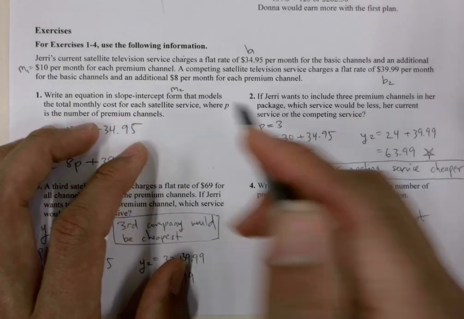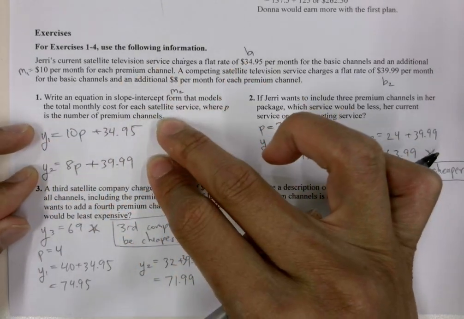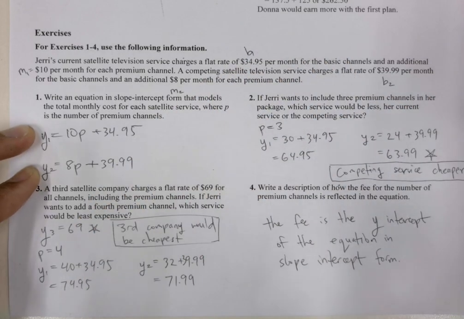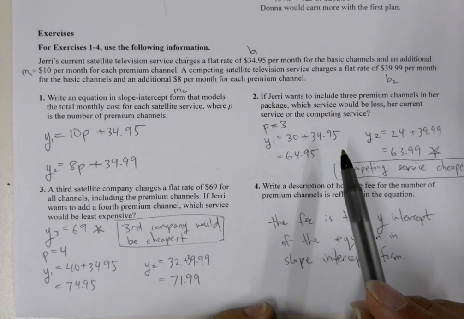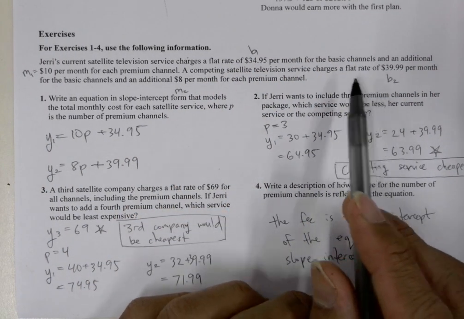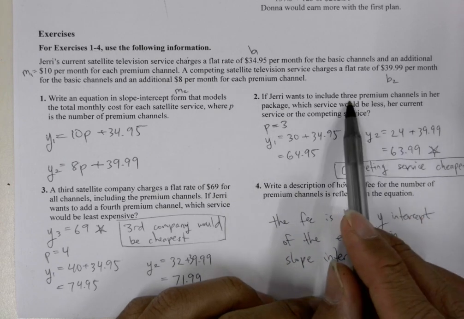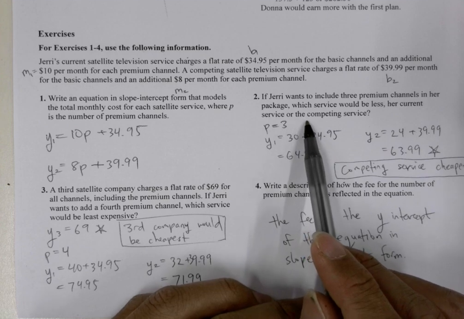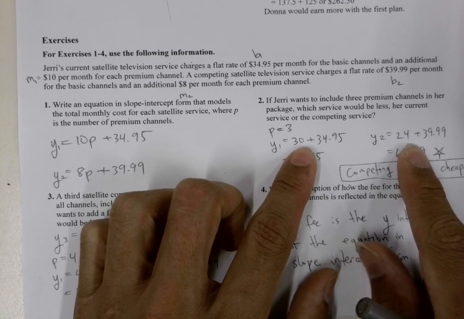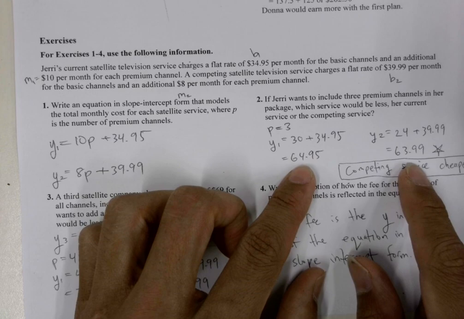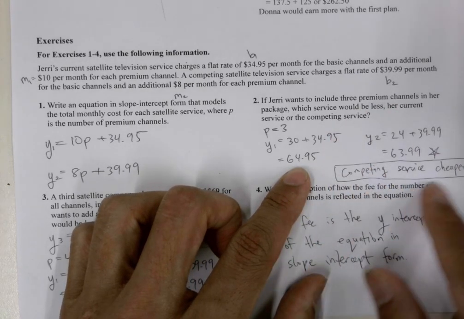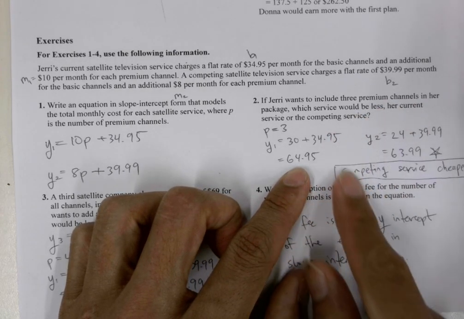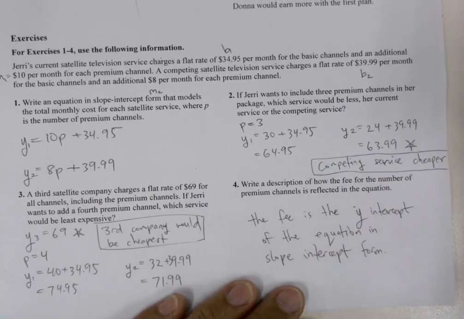And then what are we supposed to do? Well, we're supposed to write our two equations, right? We're plugging in. And then we're checking, okay, if P is equal to 3, right? They want 3 premium channels. If P is equal to 3, then which one is going to cost less? And so we plug in, and we figure out what it costs. And the competing service is going to be cheaper in this case.